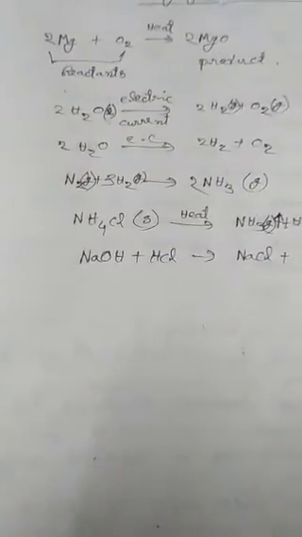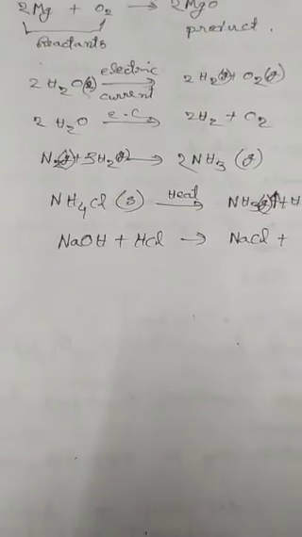Now I hope it is clear to you what a chemical reaction actually is, what the reactant and product are, and what the characteristics of occurrence of a chemical reaction are. So next day we will discuss the next part of this chapter.